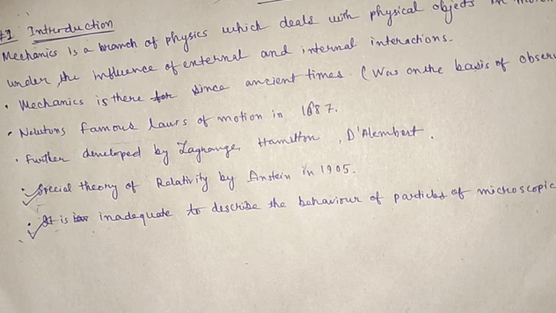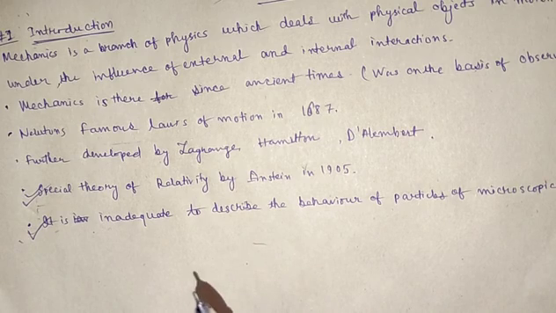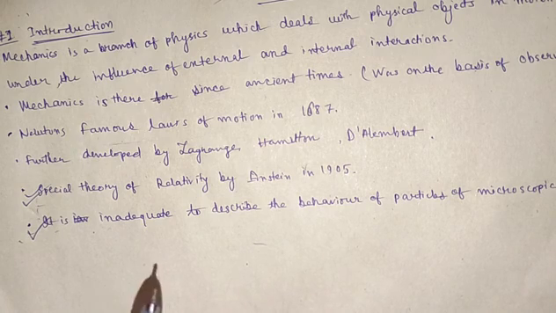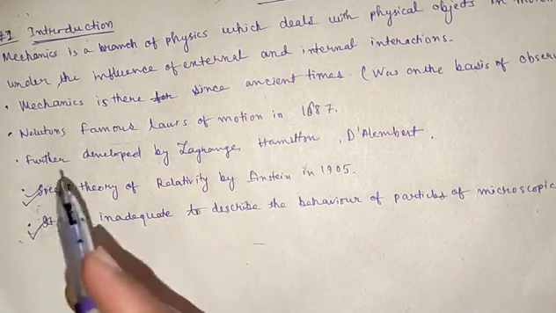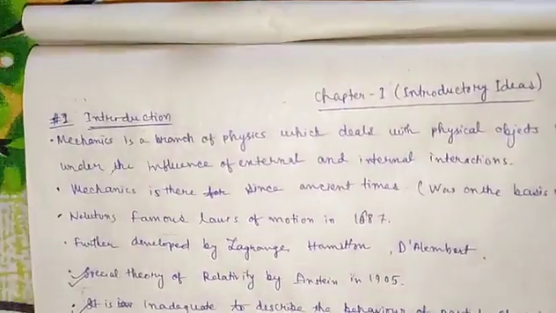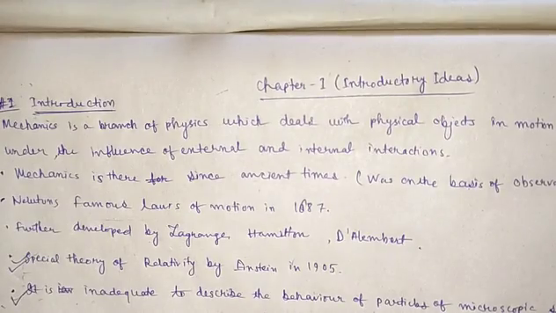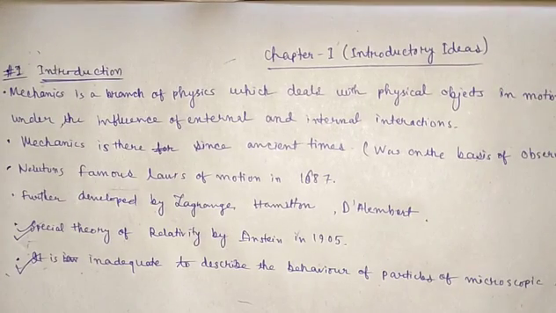But many of the results of classical mechanics, such as the conservation laws of energy, linear momentum, and angular momentum, are of universal validity even in relativistic mechanics and quantum mechanics. So that was all about the introduction of this chapter, the introductory ideas of Newtonian and classical mechanics.